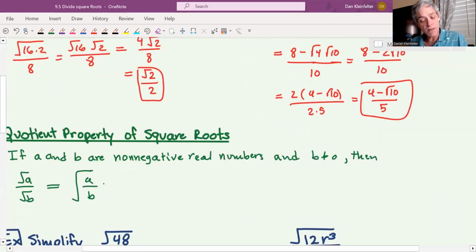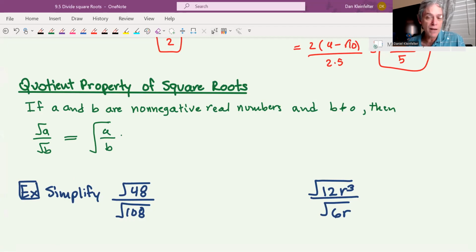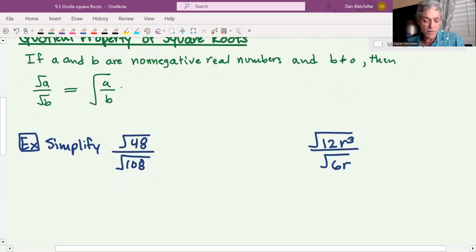So the last section, we used a product property of radicals. We have a similar quotient property of radicals, and it goes like this. If a and b are non-negative real numbers and b is not 0, whenever you're dividing, you have to be worried about 0, then the square root of a over the square root of b is the same as the square root of a over b. Or looked at another way, the square root of a quotient is the same as the quotient of the square roots.